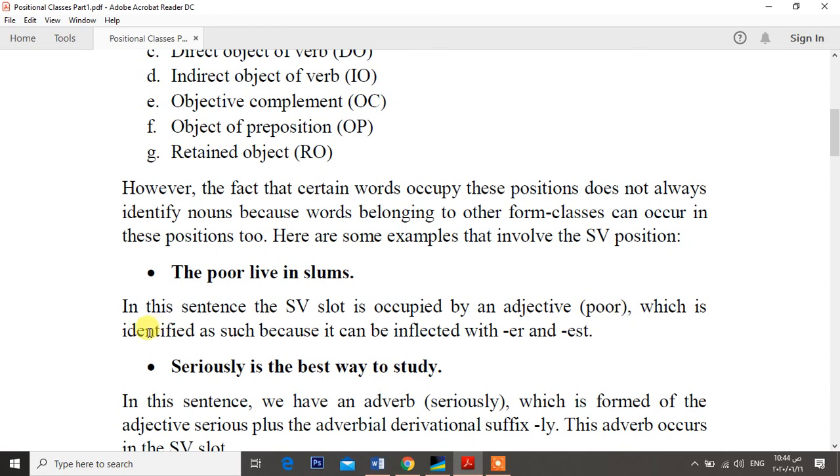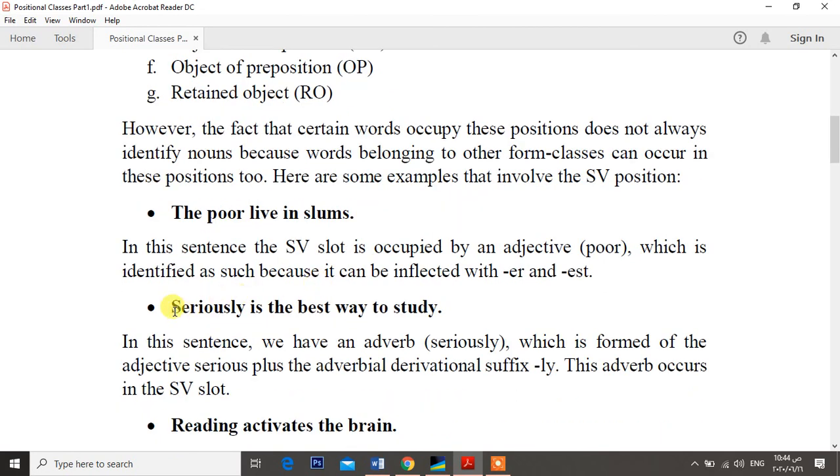and which is identified as such because it can be inflected with er and est. In the SV slot, we found here an adjective. The poor is an adjective. Why is it an adjective? Because it can be inflected with er and est. We can say here, the poorer live in slums, or the poorest live in slums. Both of them are right.